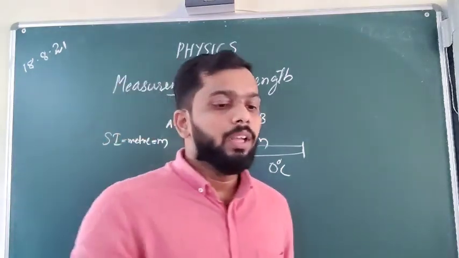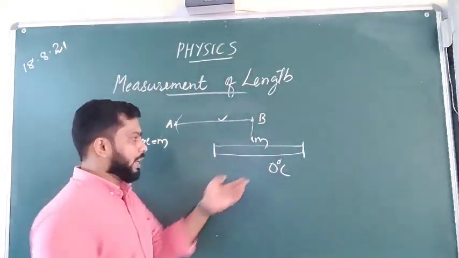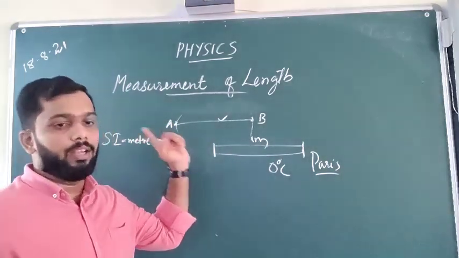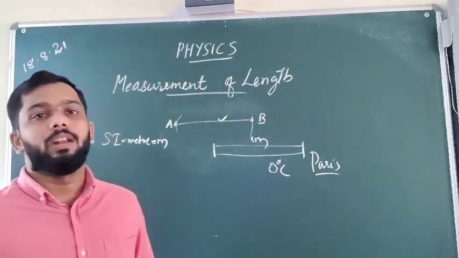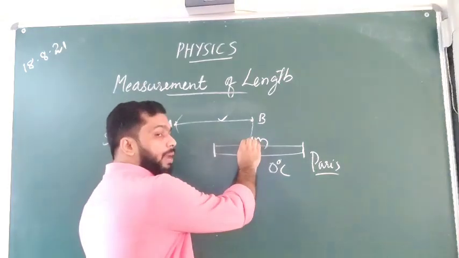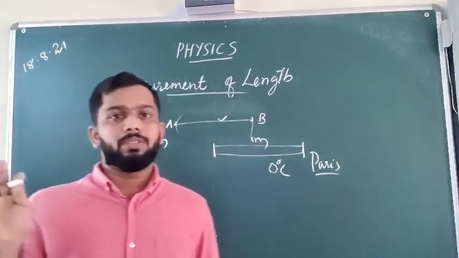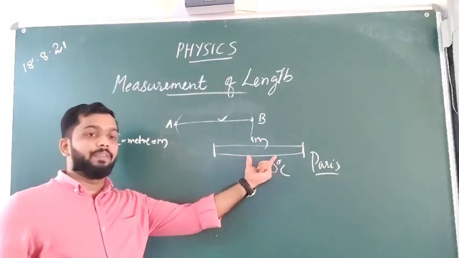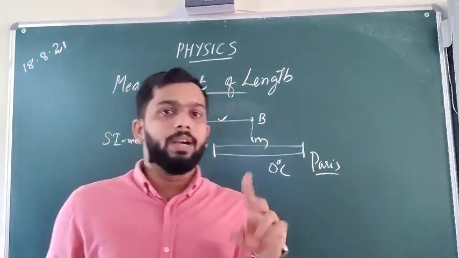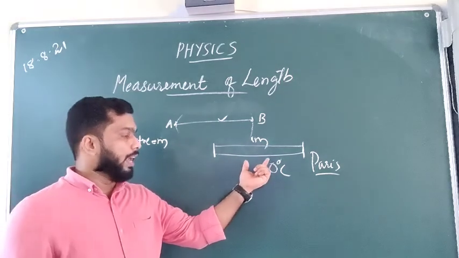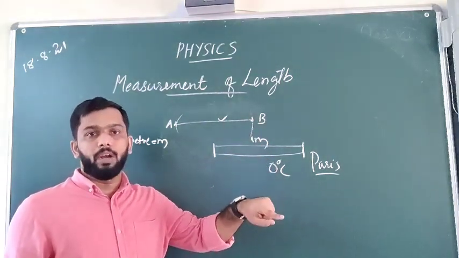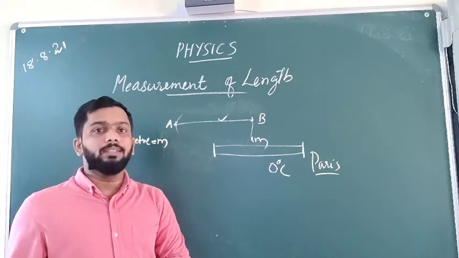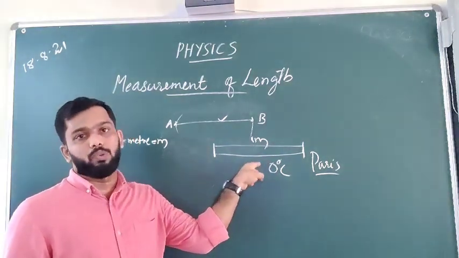Okay, now a copy of this original. You know that the original is kept in Paris. A copy of this original is also kept in India, located at the National Physics Laboratory in Delhi. There also they have kept a platinum iridium bar at 0 degrees Celsius. So we can say that the SI unit of length is 1 meter. What is measurement? We are comparing a known quantity with an unknown quantity. So this is the known quantity of 1 meter, and if you want to measure any other length, we compare that length with this known quantity.